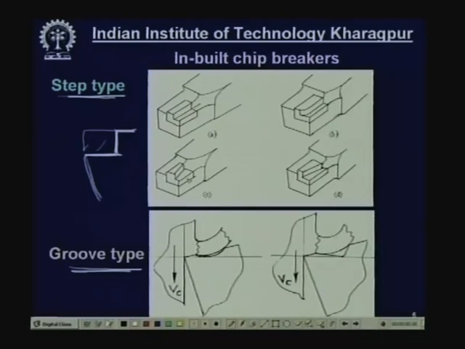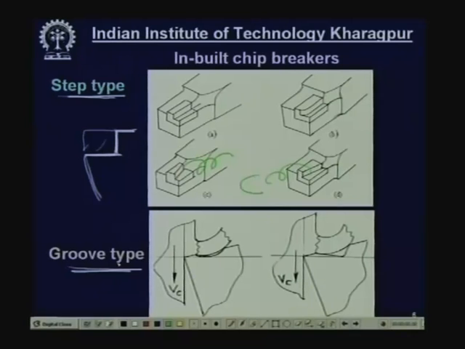Here the chip will be curled or broken. If it is curled, then it will be shifted away from the workpiece, because the workpiece has to be protected from damage, and sometimes the protection is required for the operator, and the chip will be shifted towards the jobber, away from the operator. The curling will take place like this, and in this case curling will take place like this. In this case the chip will flow like this, and in this case the chip will flow like this.